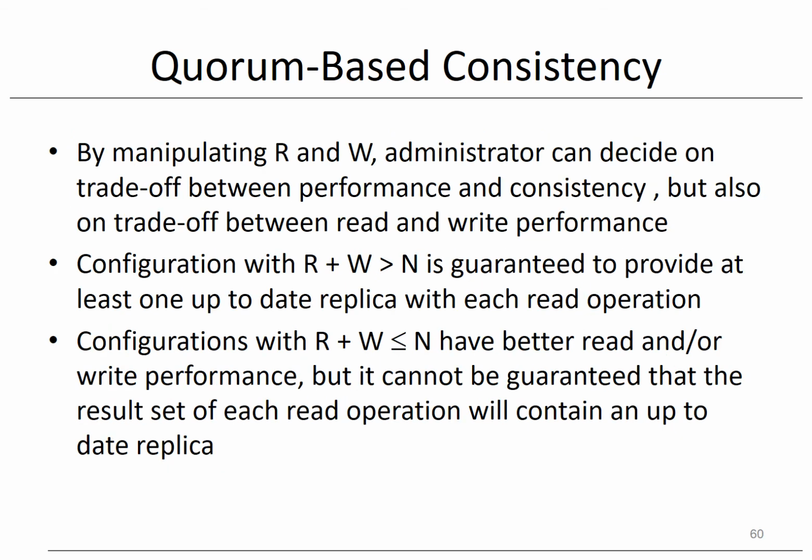By manipulating R and W, the database administrator can decide on the trade-off between performance and consistency, but also on the trade-off between read performance and write performance. A configuration with R plus W strictly bigger than n is guaranteed to provide at least one up-to-date replica with each read operation. Configurations with R plus W less than or equal to n will have better read and write performance, but it cannot be guaranteed that the result set of each read operation will contain an up-to-date replica.